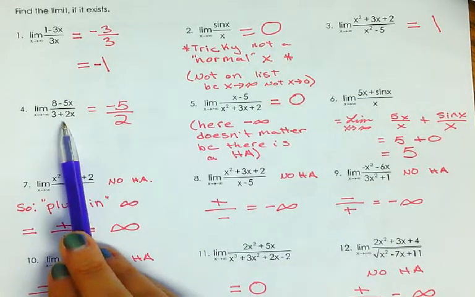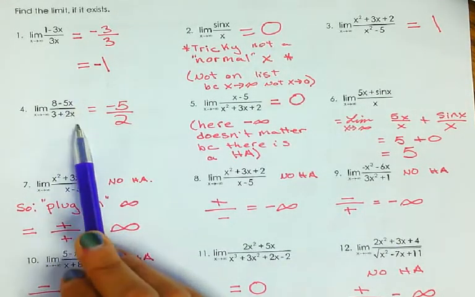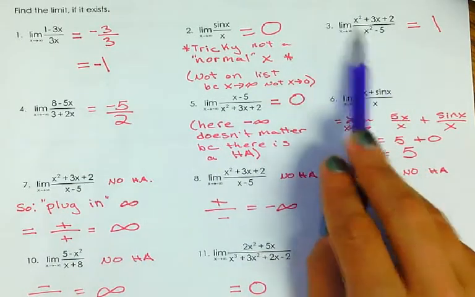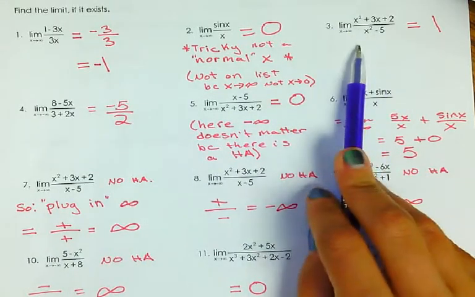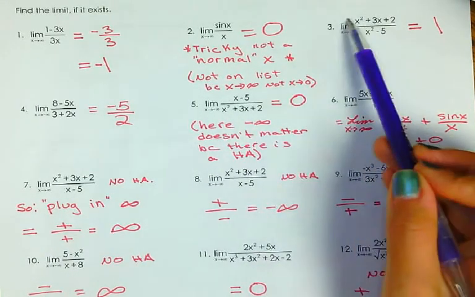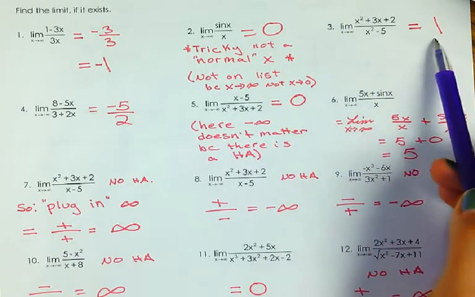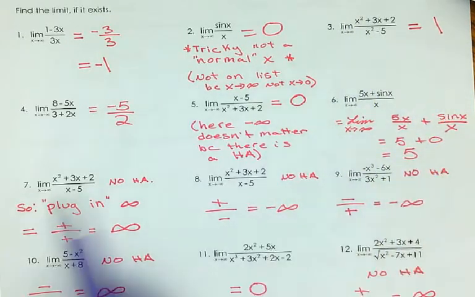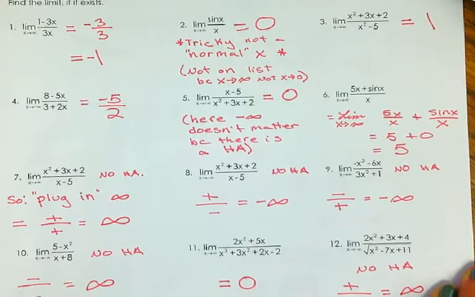Very similar down here. Here the degrees are the same, right? They're both linear. Or over here the degrees are the same. So if the degrees are the same, it's balanced. You just grab the coefficient. So 1 divided by 1, that's where this one came from. Over here, negative 5 over 2. So those are some examples of where the degree is the same.